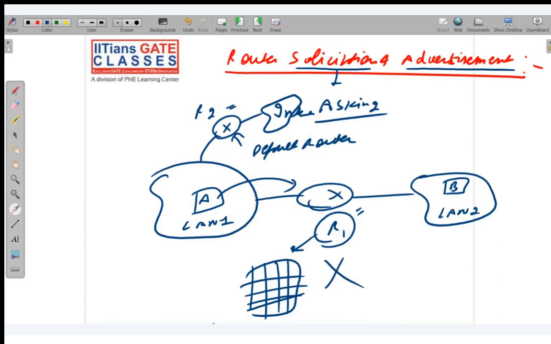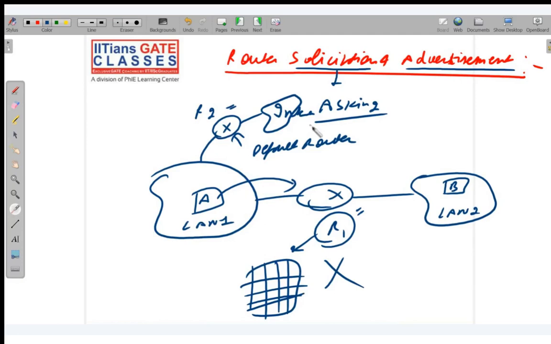Advertisement means you are informing about your products. You have made a product and you are informing everybody, see this, I have made a product, you can buy that and so on. So that is the case here. R1 is sending its routing table, which means R1 is informing everybody, see this, I am connected to these machines, my network is that big, you can send me messages. That is the basic meaning of advertisement. So this is router solicitation and advertisement.